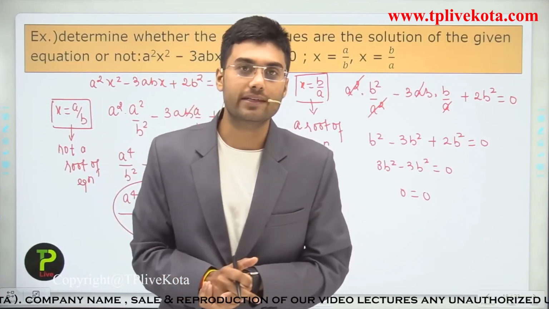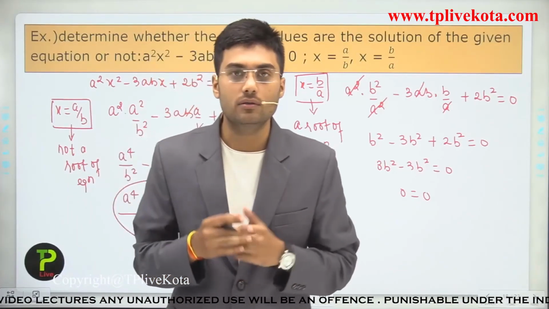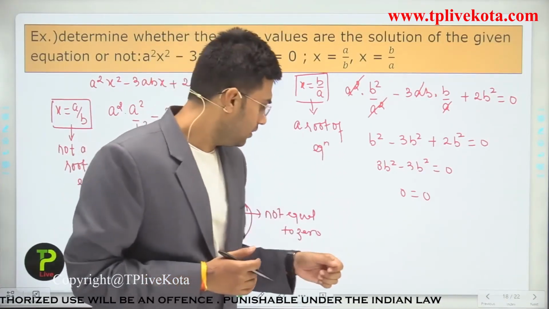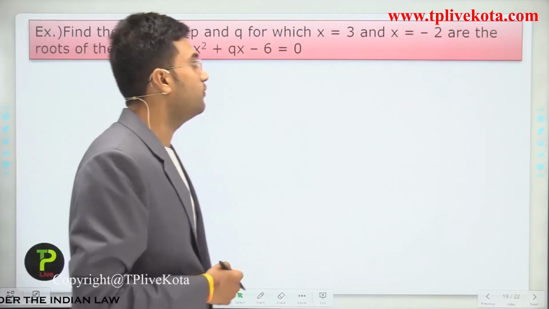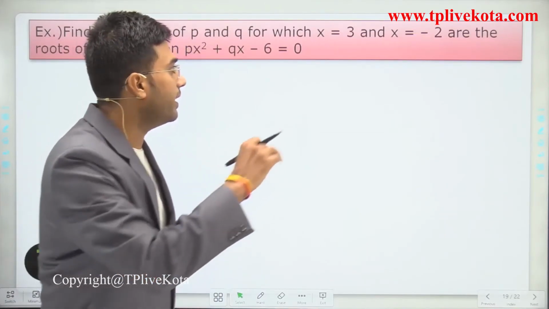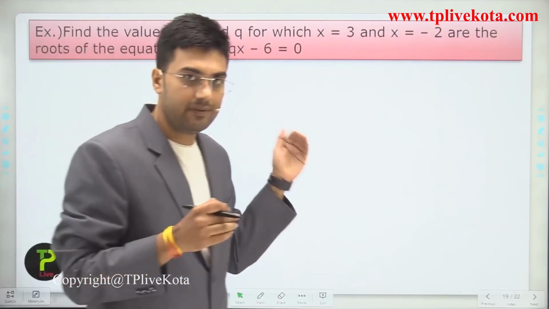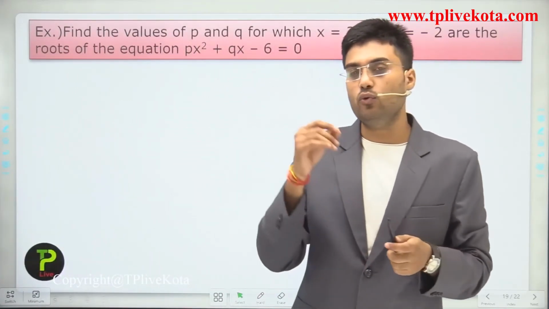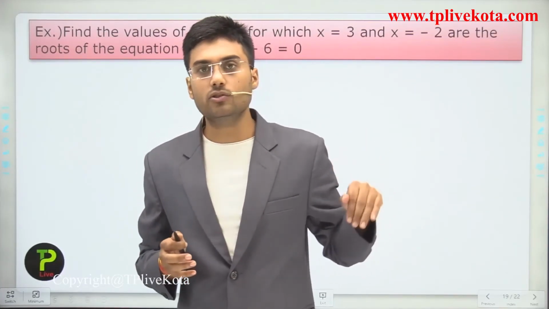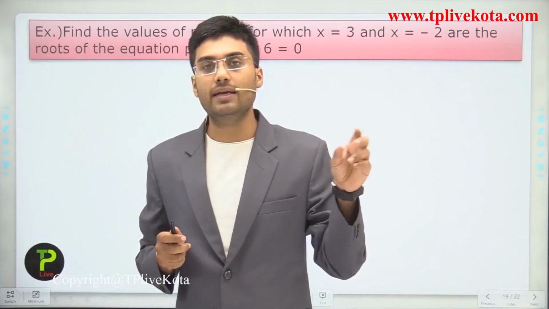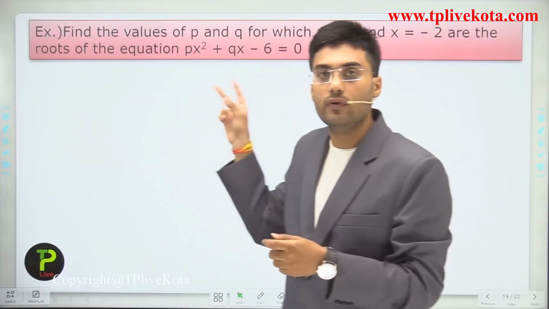The next example is also related to roots or solutions of an equation. Find the values of p and q for which x is equal to 3 and x is equal to -2 are the roots of the equation. In the previous example, we had two values of x and had to determine whether they are roots or not. In this question, we have two values that are the roots of the equation, and we have to find these unknown quantities.